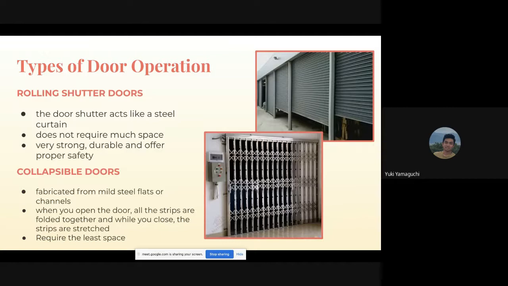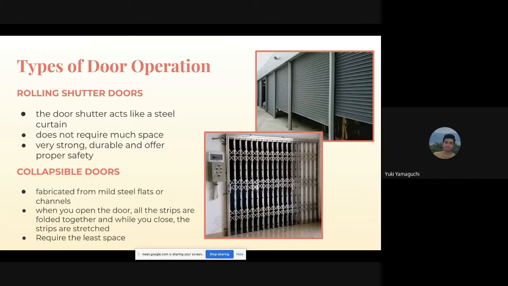Next, we have the rolling shutter doors. It acts like a steel curtain. It does not require much space. It's very strong, durable, and offers proper safety. And this kind of door is usually used for garages or warehouses.